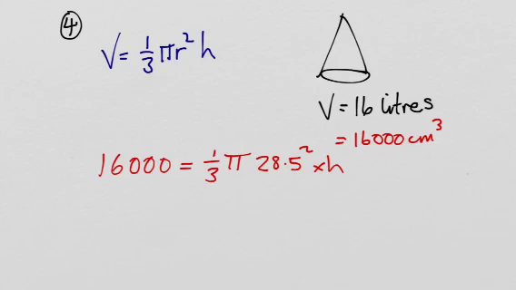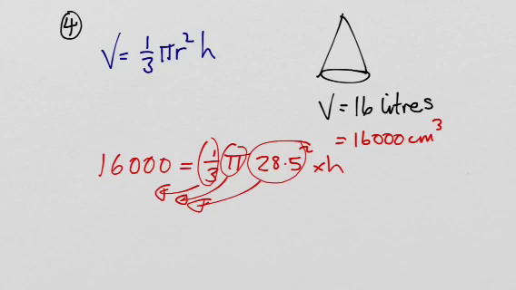Now I'm looking for the height, so that means the third has to go over to that side, the pi has to go over to that side, the 28.5 squared has to go over to that side, and then you're left with h equals. Okay, so take the third over, do the opposite to a third, take the pi over, what's opposite to times? Divide by pi. Take the 28.5 squared over, what's the opposite to times? Divide by 28.5 squared, and if you do all that to 16,000, you should get your answer in centimetres.